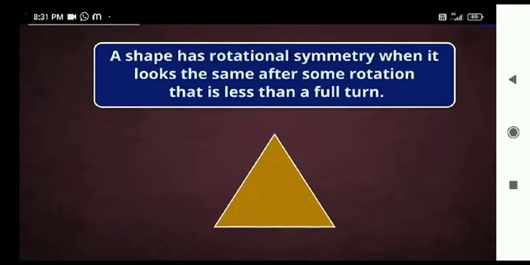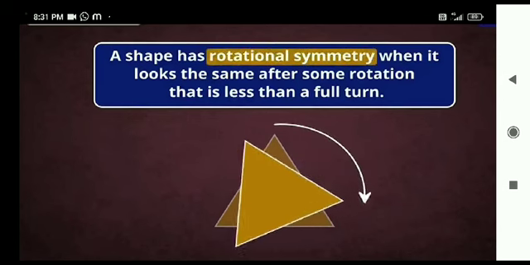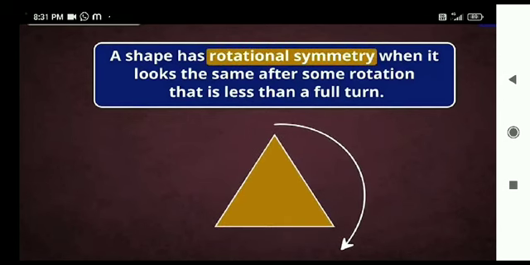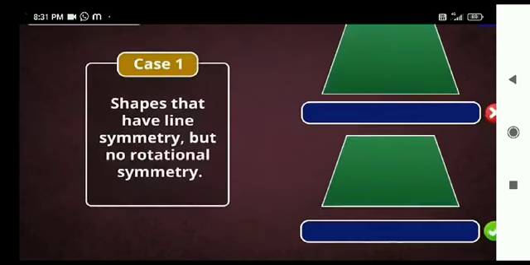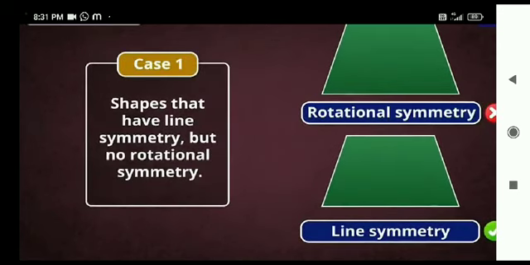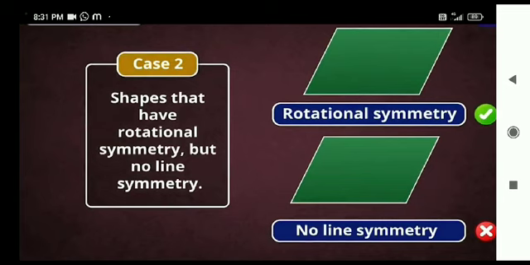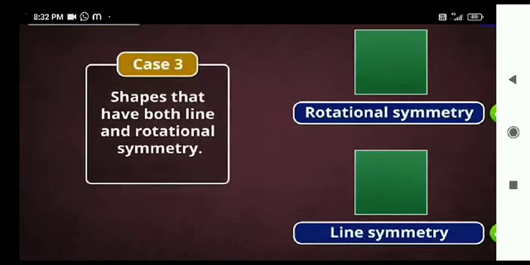So students, in this video, we have learned that a shape has rotational symmetry when it looks the same after some rotation that is less than a full turn. We also looked at different shapes to understand how some shapes have only line symmetry, some have only rotational symmetry, and some have both line and rotational symmetry.